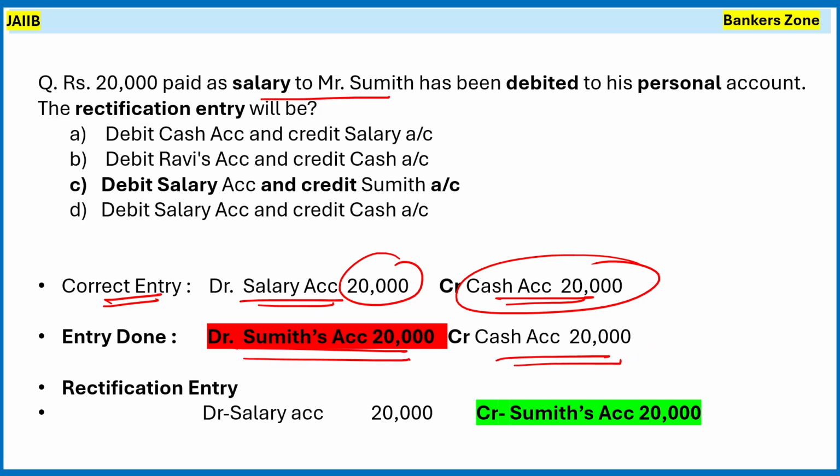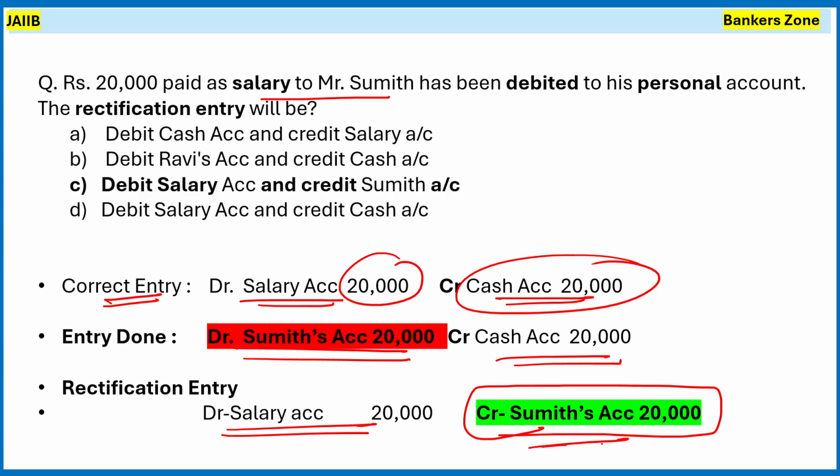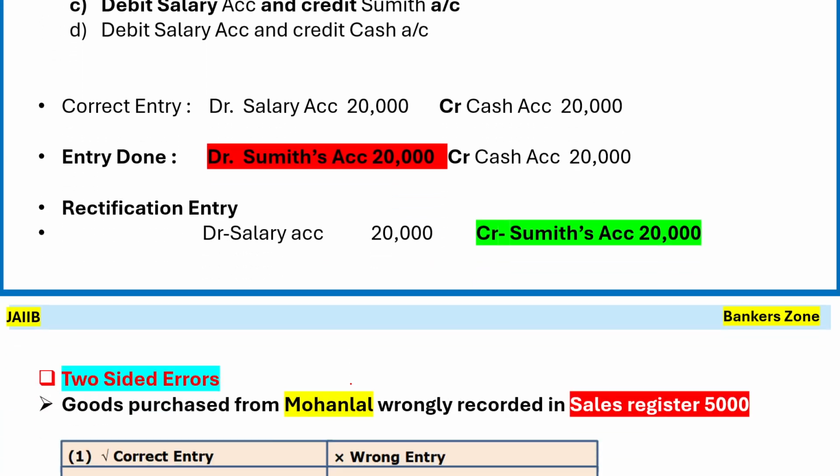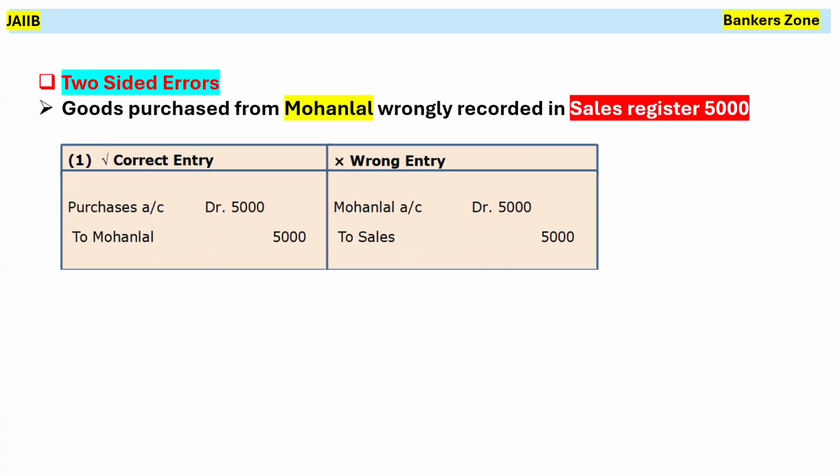How will we rectify it? See, first we will identify the correct entry. The correct entry is that Sumit must get a salary, so Sumit's account must be credited. This is the correct entry, right? And what wrong entry has happened here? The salary account must be debited as the corresponding entry. So Sumit's account credit and the salary account debit, that will be the correction entry. Okay. Now let us use another example for a two-sided error.